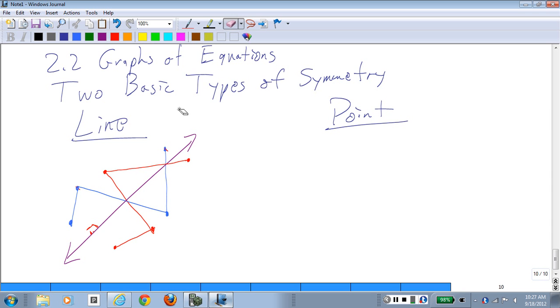Symmetry with a point is a little bit different type of thing. So I'm going to put a point here, a purple point.